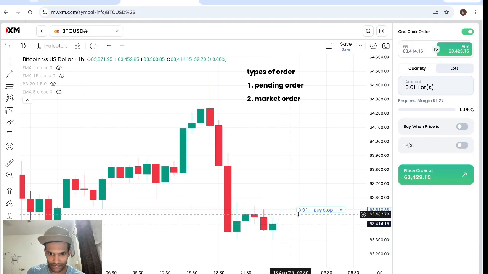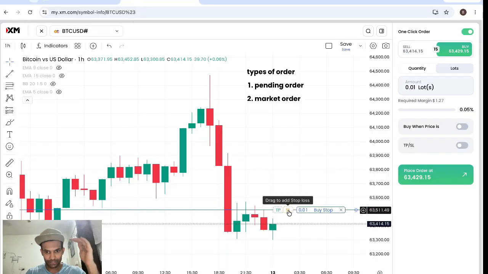Now stop loss and target. The SL is here. Now you have to drag the stop loss wherever your stop loss is. Let's assume somewhere here.